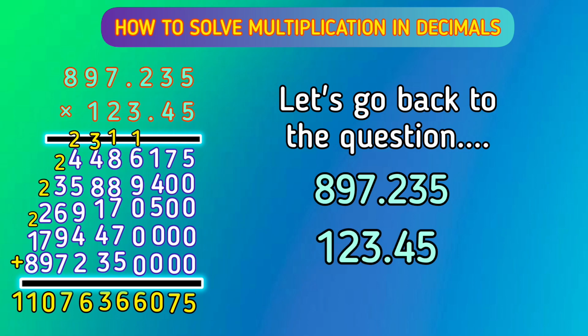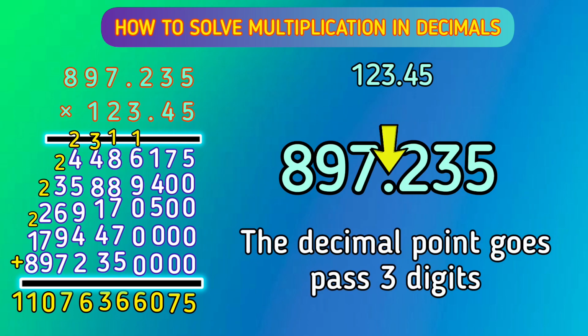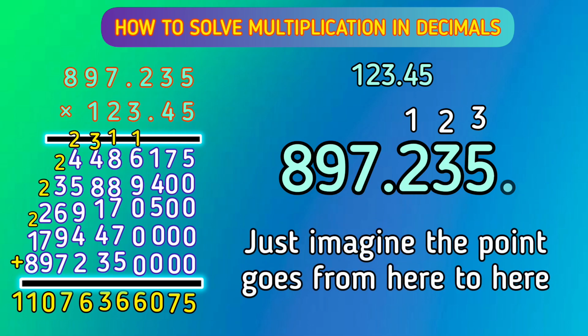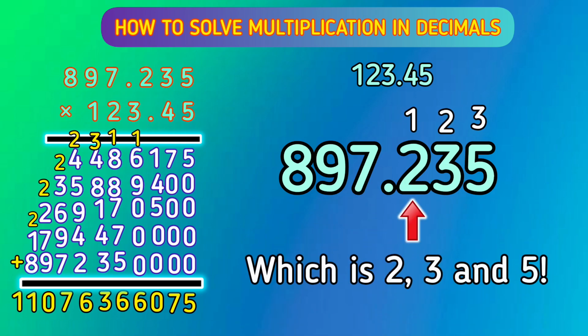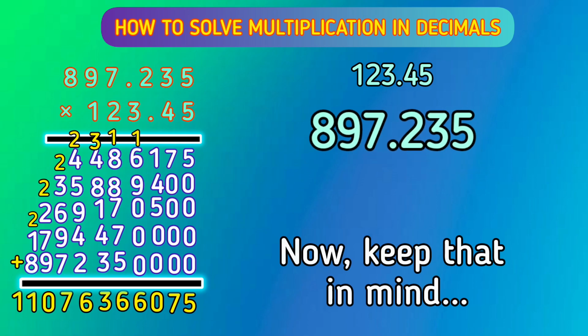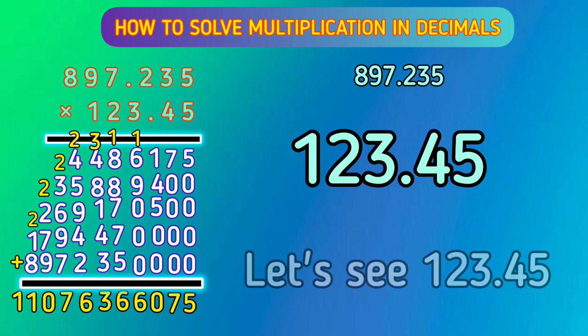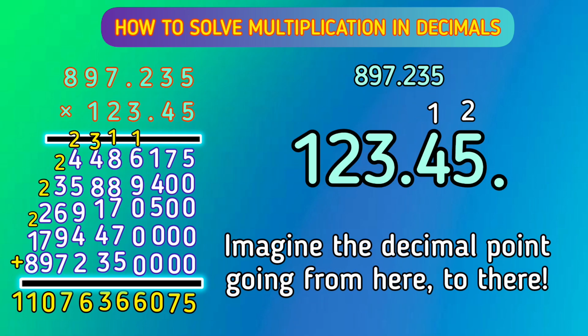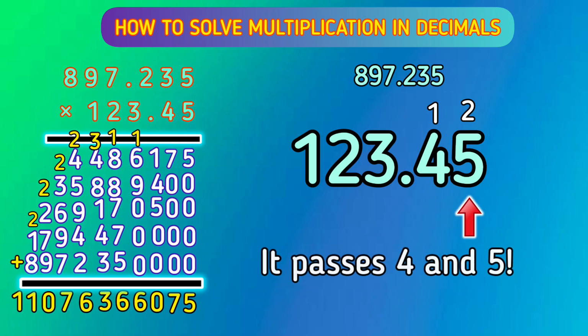897.235 and 123.45. The decimal point goes past 3 digits. Just imagine the point goes from here to here, 3 digits, which is 2, 3 and 5. Now keep that in mind. Let's say 123.45. The point passes 2 digits. Imagine the decimal point going from here to there. Yep, it passes 4 and 5, 2 digits.